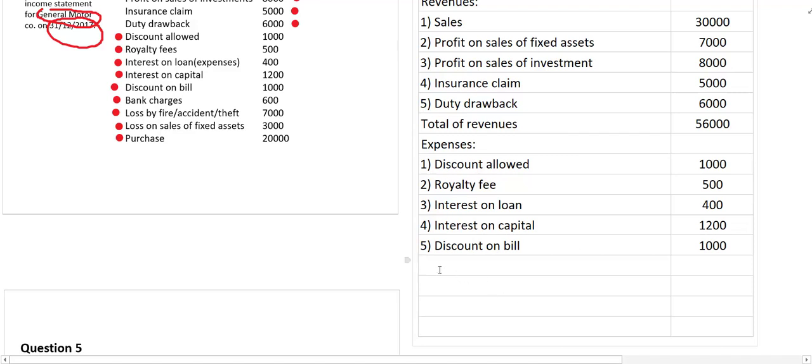So then I have to mention number 6. What is the next expenses? Bank expenses. Bank expenses or bank charge.